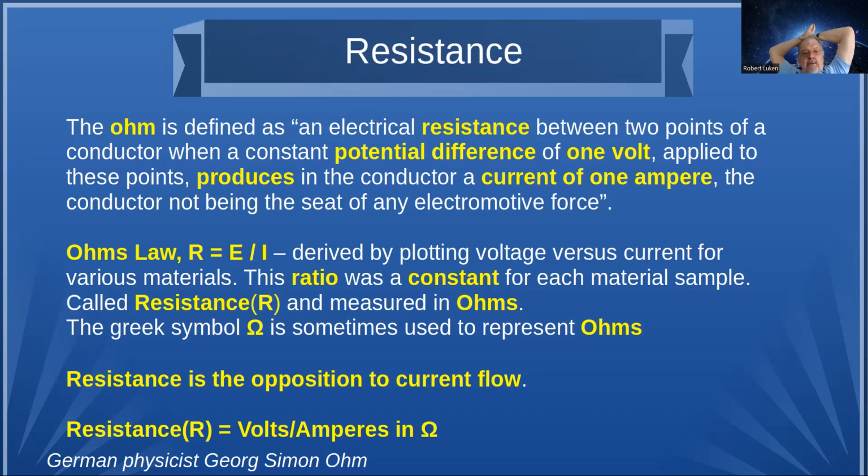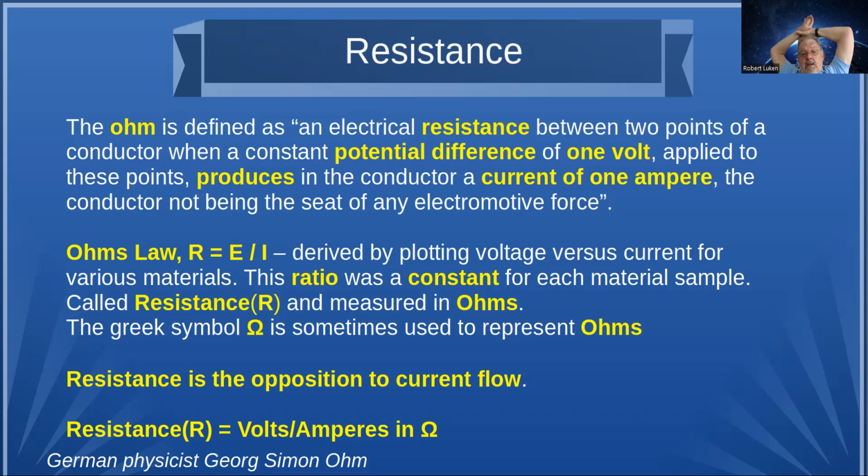And that little thing on the end is the conductor not being the seat of any electromotive force. In other words, there's no other voltage in the circuit. So that's kind of the formal definition of Ohm's law. The formula that you need to get familiar with is resistance is equal to the voltage or the electromotive force divided by the current in amperes. So it turns out it's a ratio of volts to amperes.